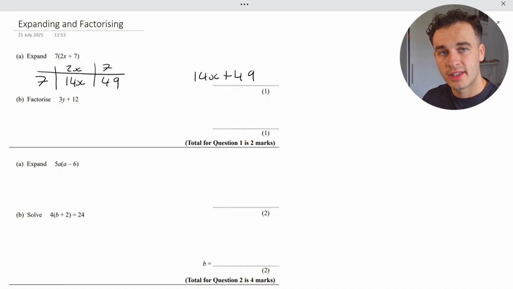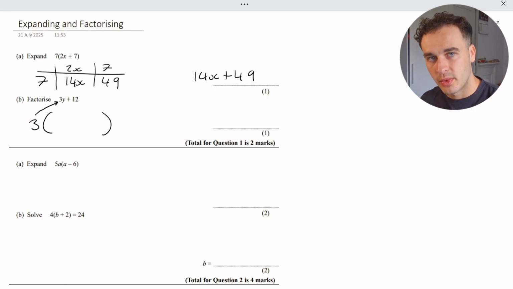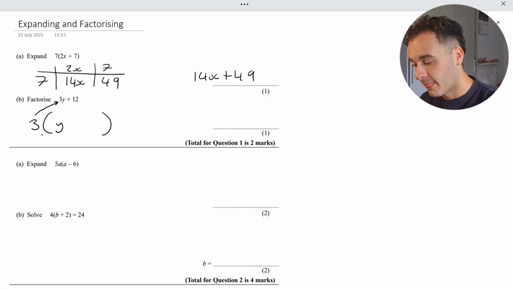Okay, factorising is the opposite of expanding. So to factorise 3y plus 12, we need to put them back into brackets. So you're thinking factorising, factors. What is the highest common factor of 3y and 12? What number goes into both 3y and 12? 3, correct. So you put 3 on the outside of the brackets and you think, right, what do I multiply 3 by to get to 3y first? Y. And then what do I multiply 3 by to get to 12?